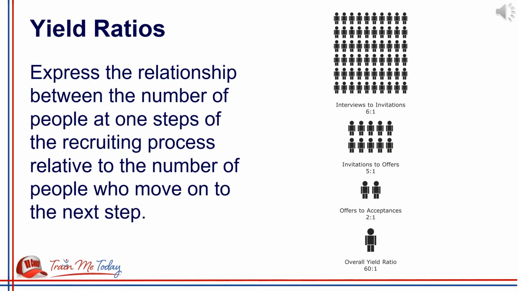Yield ratios help organizations decide how many candidates they need to recruit for each job opening. These ratios express the relationship between the number of people at one step of the recruiting process relative to the number of people who will move on to the next step.